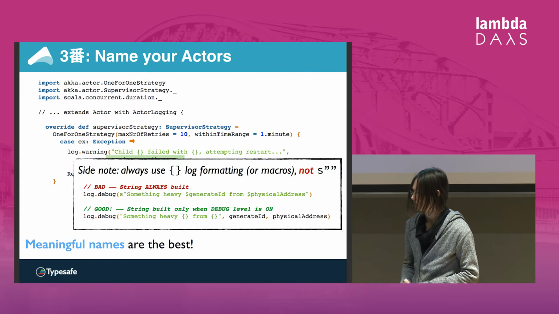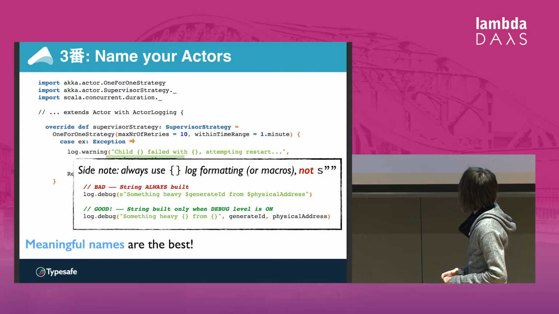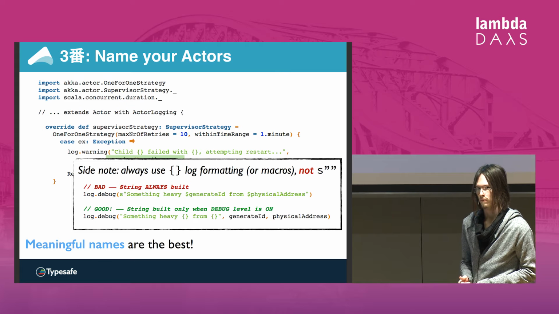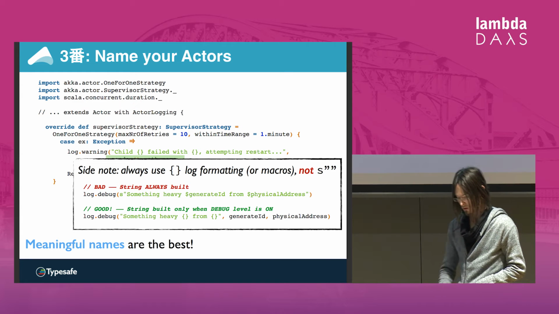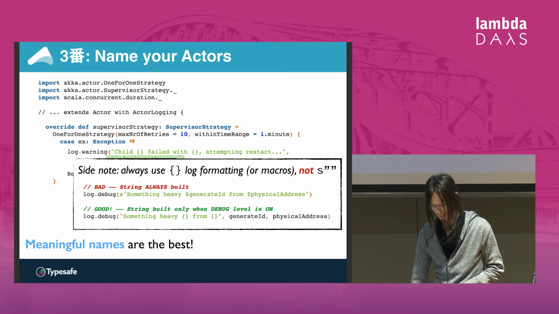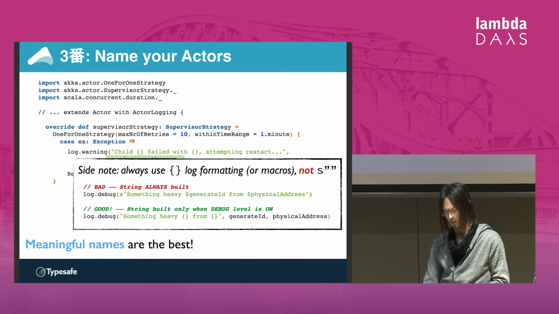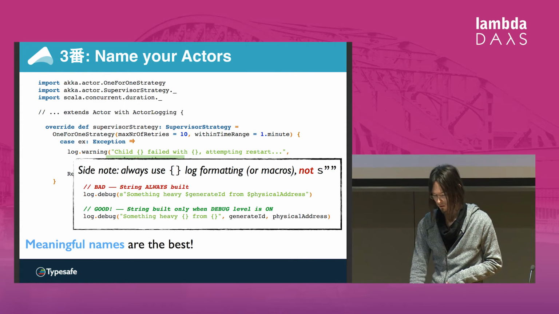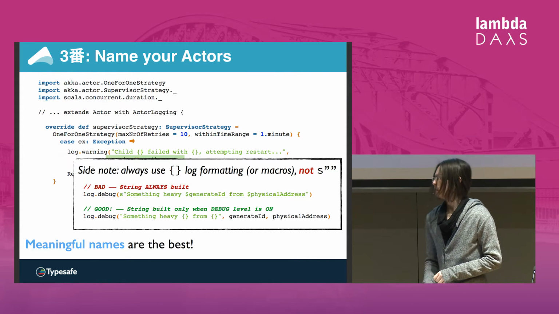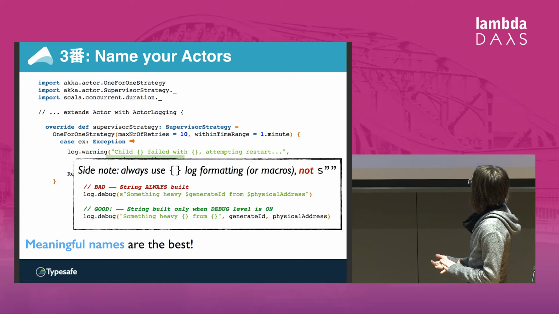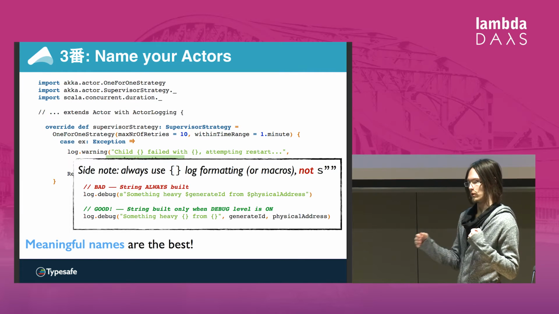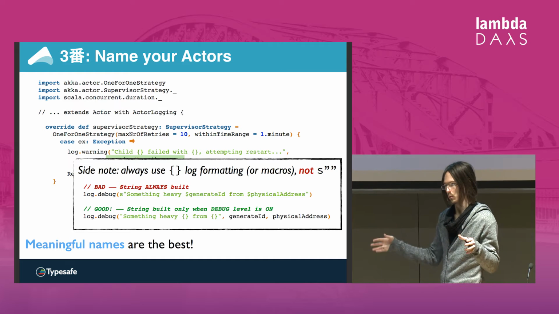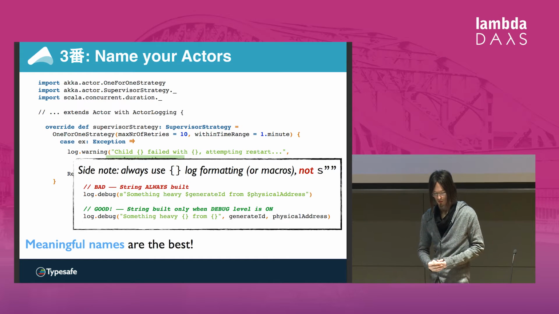Okay, a small derail here. There are two ways you can do interpolation in log statements. There's the bad way, which is the Scala way: to use the string interpolator. You can just say $ and a variable name, right? That's pretty cool and nice, but it always will generate the string, and it will always concatenate the string, etc.